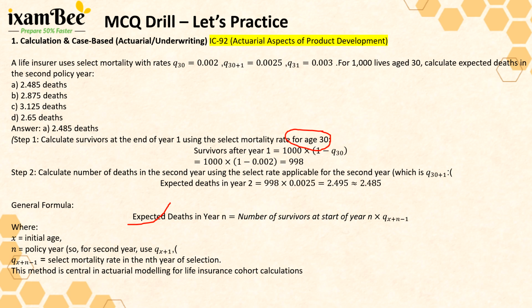And then we calculate the number of deaths in the second year using the select rate applicable for the second year, which is Q30 plus 1. So 998 into 0.0025 gives us approximately 2.485, which is the answer to this question.